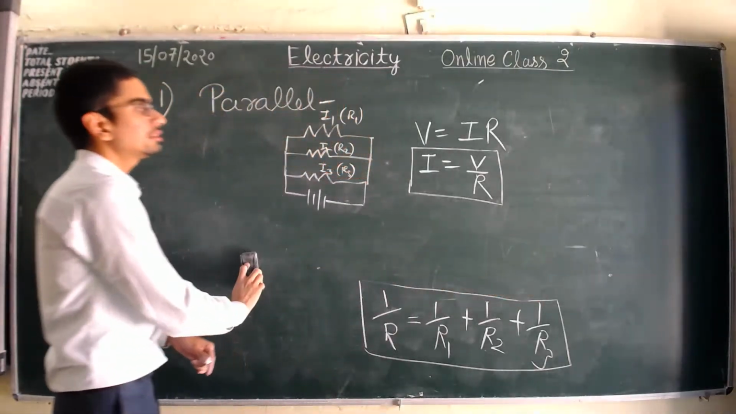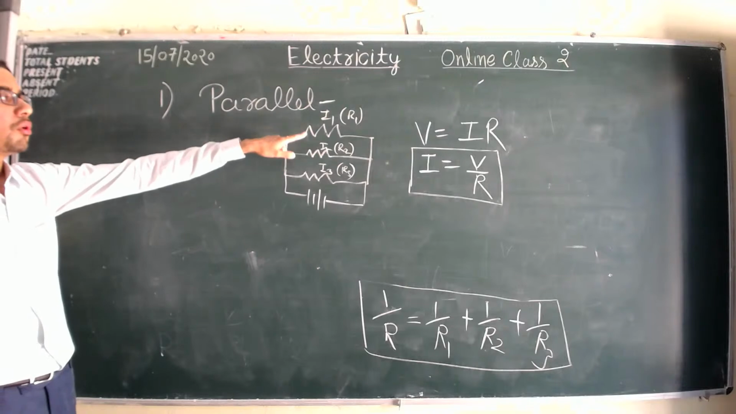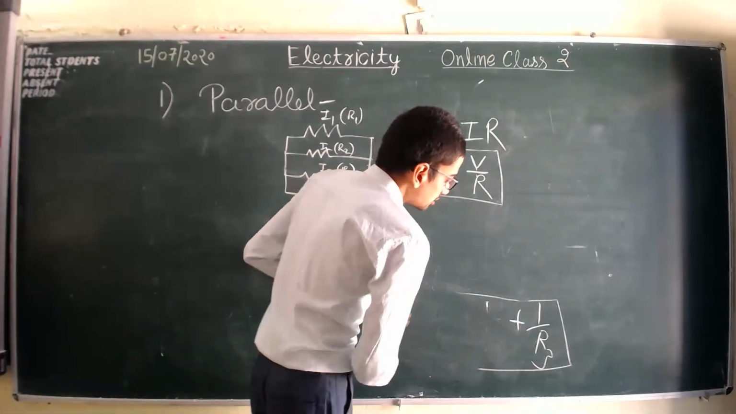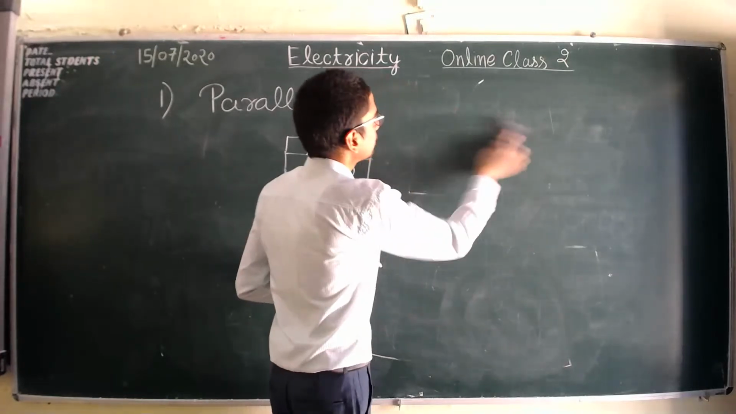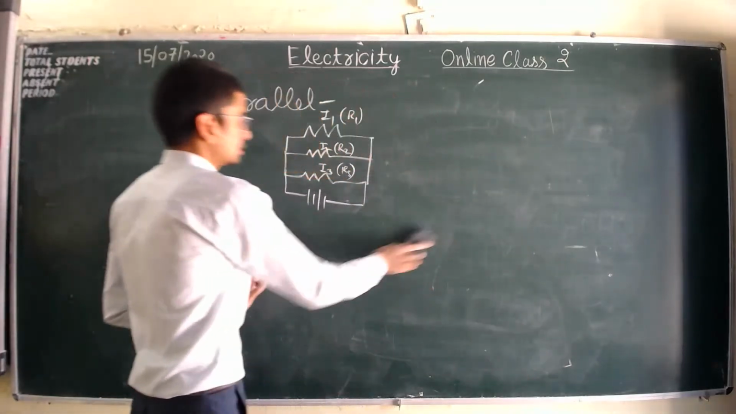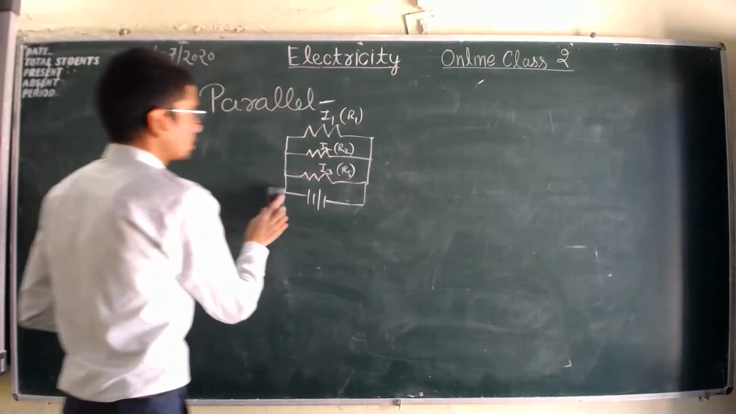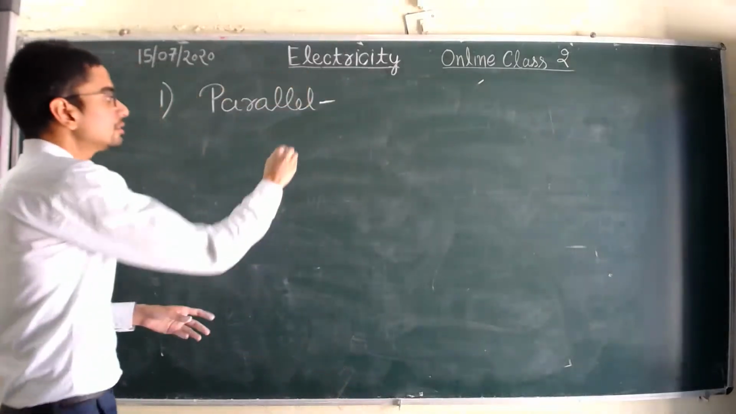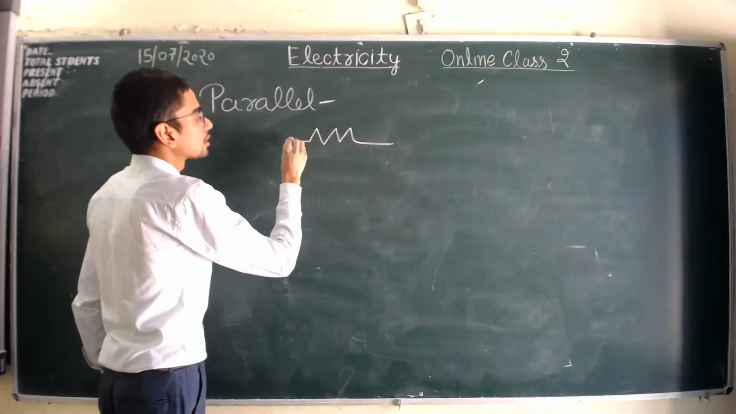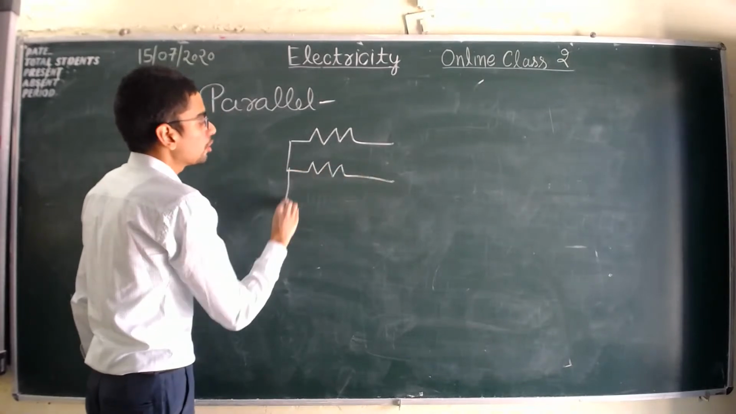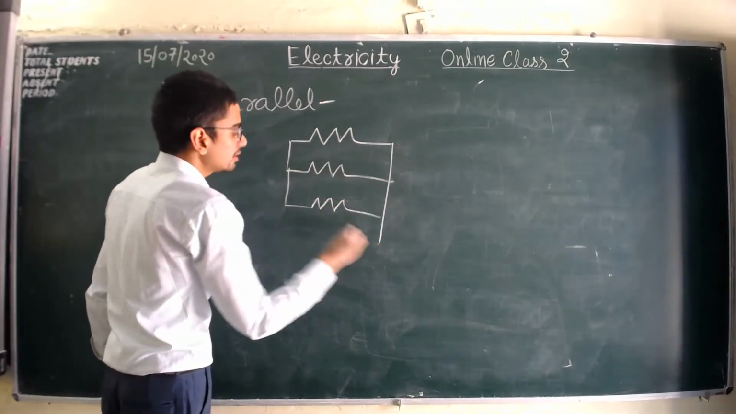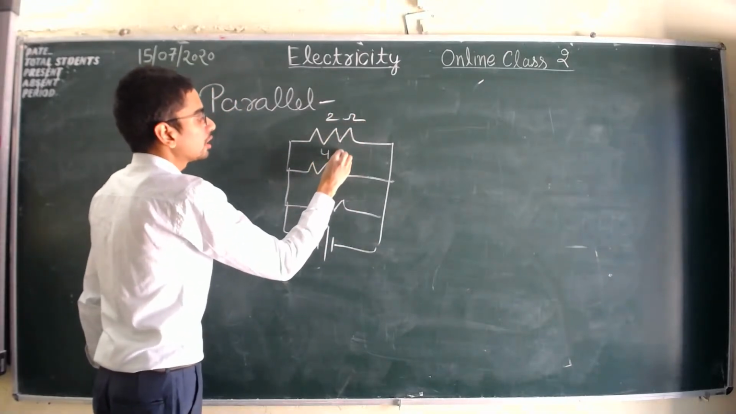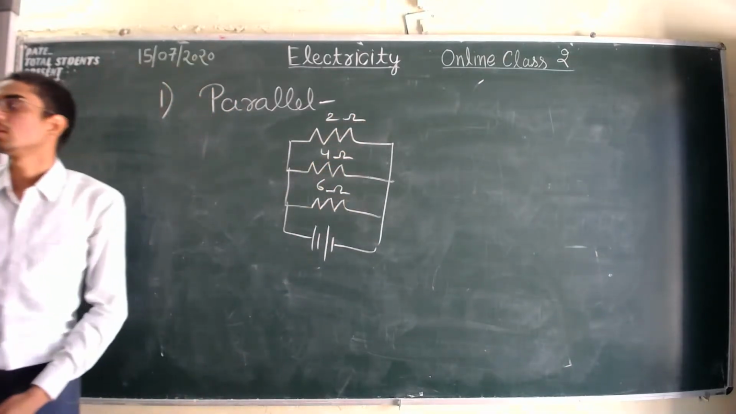If there are three resistances, 2 ohm, 4 ohm, 6 ohm, what will be the total resistance? Find out and write in the comments. Three resistances: one is 2 ohm, 4 ohm, and 6 ohm. 2, 4, 6. What is the total resistance?